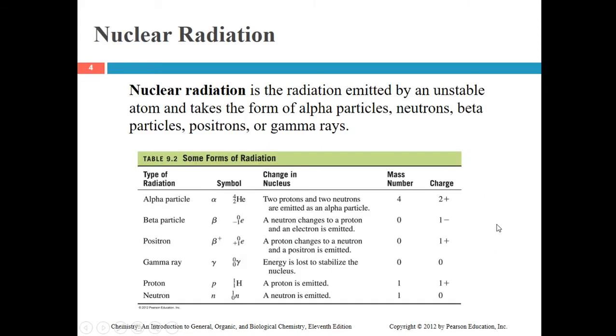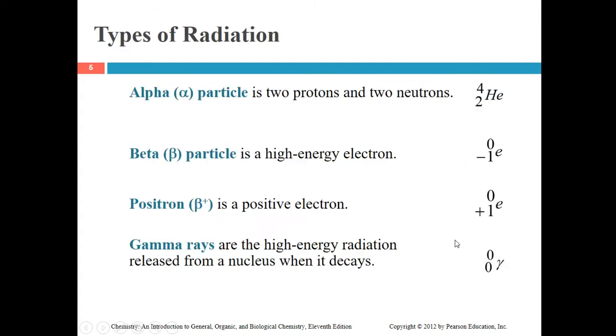And if we look back at our table, how that is achieved in the nucleus is a proton changes to a neutron and this positron is emitted. So this type of radiation, which has no mass and a charge of +1, is going to be emitted. And it's written like this.